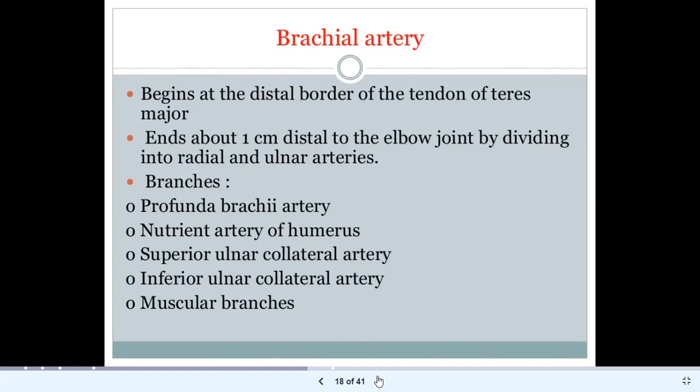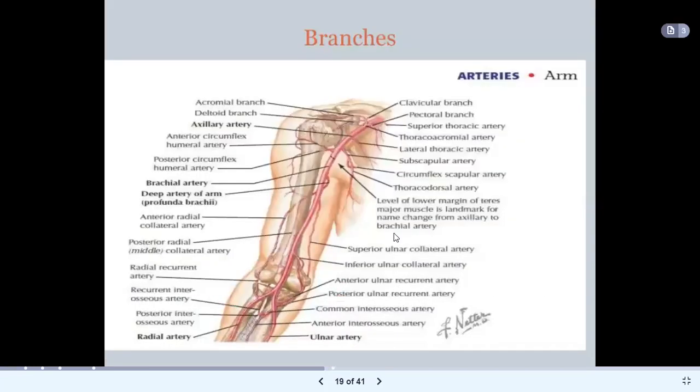So here in this diagram, this is the brachial artery after crossing the lower border of the teres major. So here you see the teres major muscle is here. Immediately after it crosses this place, it becomes the brachial artery. And then this brachial artery gives off this deep branch, which is running posteriorly, which is called the profunda brachii artery. So it runs posteriorly.